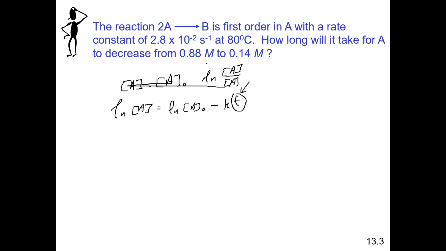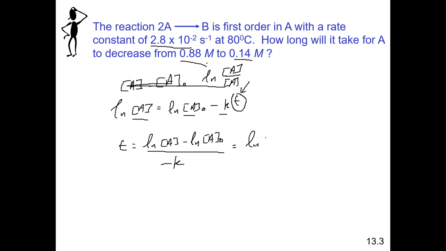Now, what has the question given us? The question gave us the initial concentration of A. The question gave us the concentration of A at time t. The question gave us the rate constant. So all we have to do is solve for t. So t would be equal to ln concentration of A minus ln concentration of A initial, over minus k. And we can simplify this further to ln of the concentration of A divided by the concentration of A initial, over minus k.